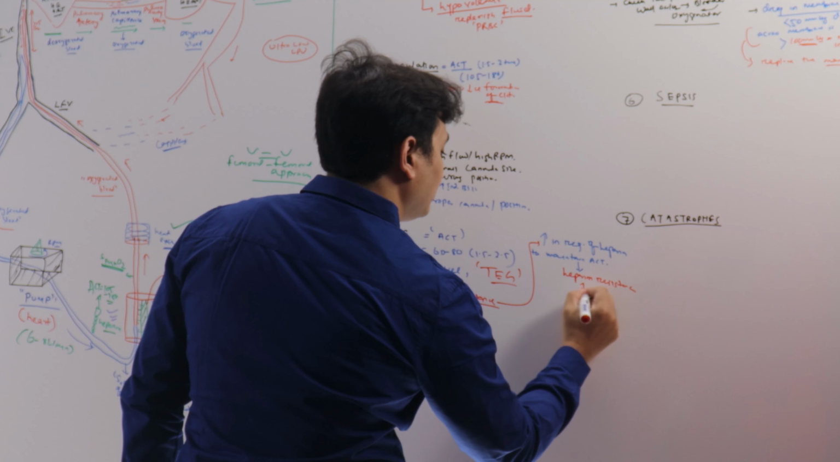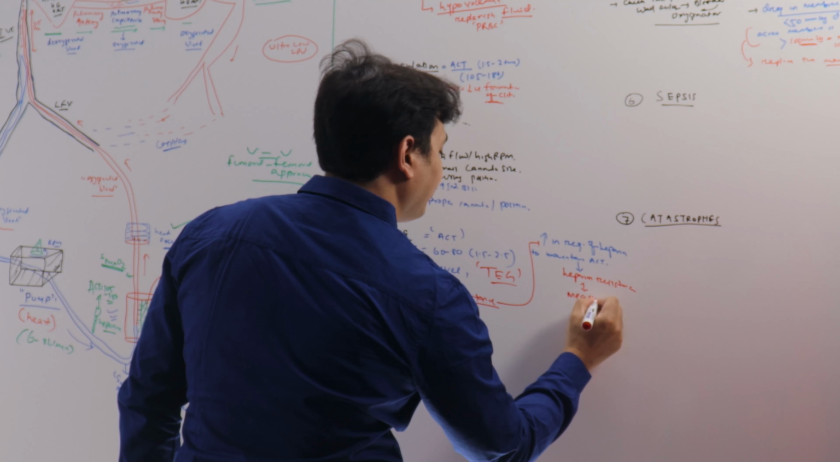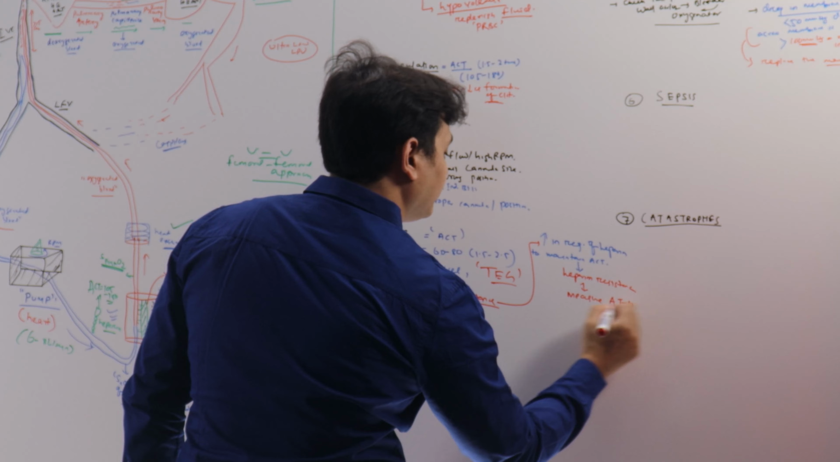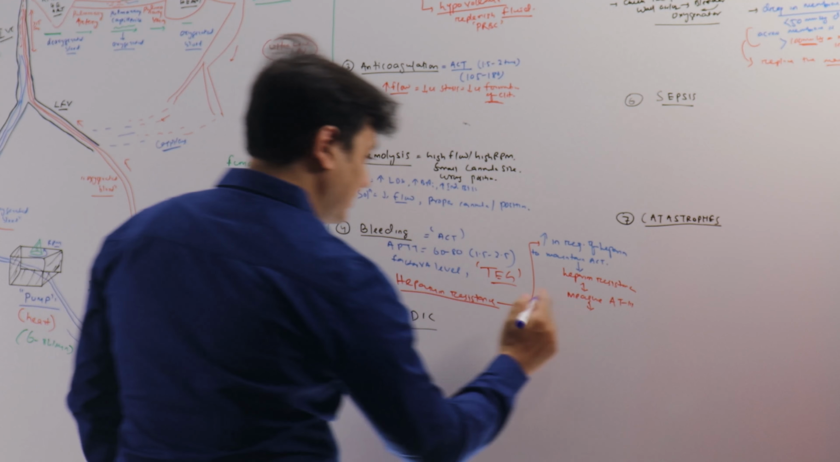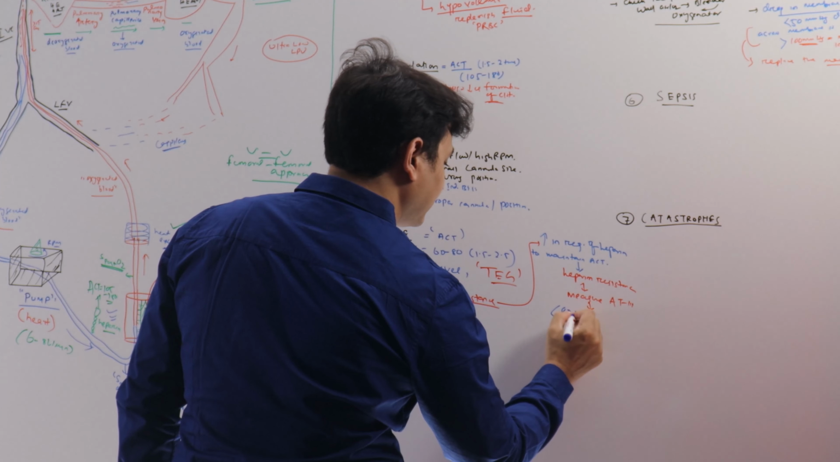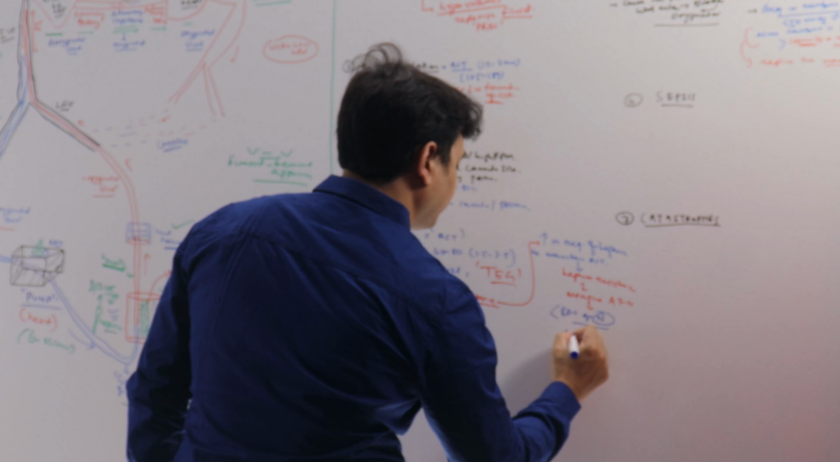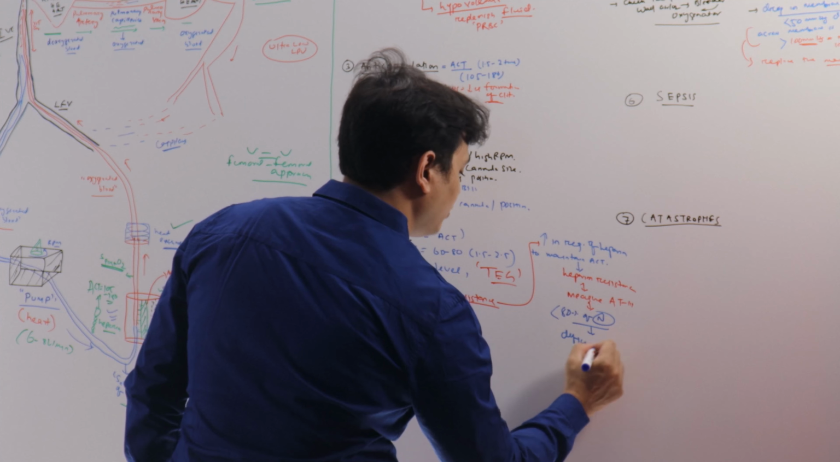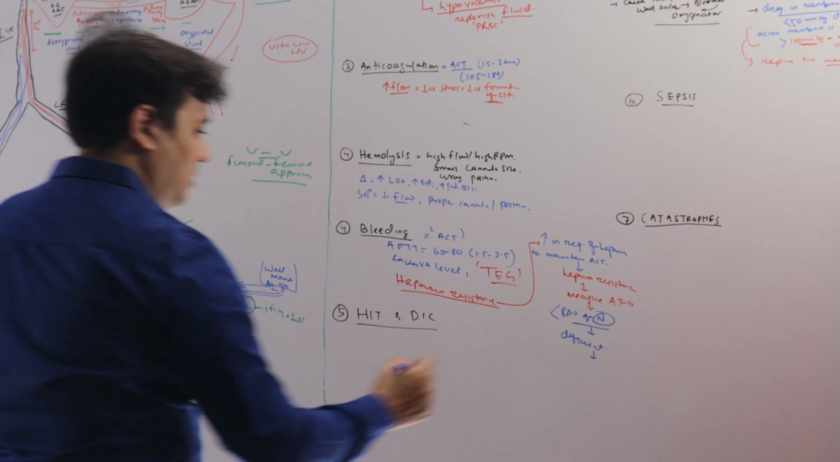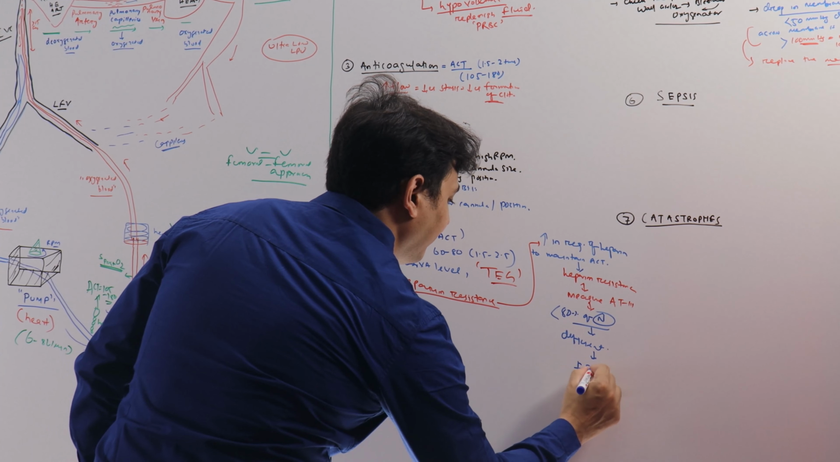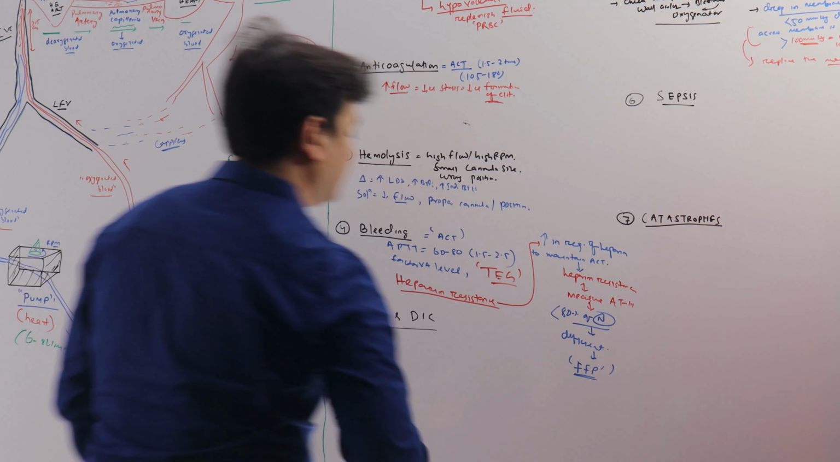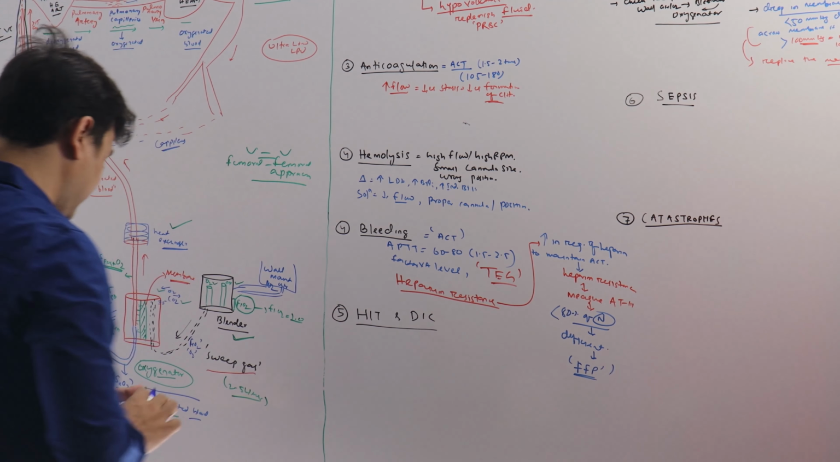In this situation, you have to measure antithrombin 3. If it is less than 80% of normal, then it is deficient. In that situation, we have to give FFP, right? Now coming to HIT and DIC.